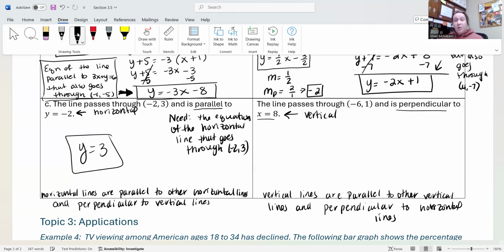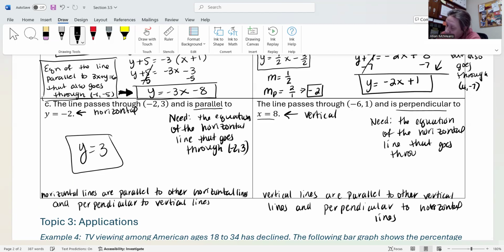Okay. So we know that we need to be perpendicular to the line that was given to us. The line that was given to us, x equals 8, was vertical. So we're looking for the equation of a horizontal line that goes through a particular point. So we need the equation of the horizontal line that goes through (-6, 1). Well, horizontal lines have to be of the form y equals. The only y we have here is 1. So we're looking for the equation y equals 1.